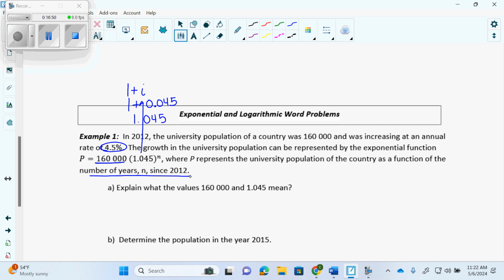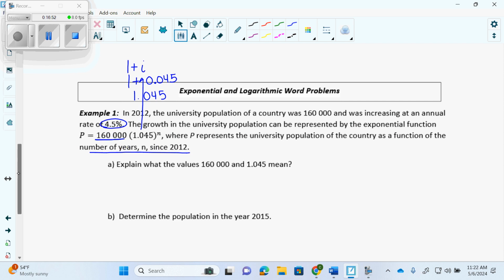Explain what the values of 160,000 and 1.045 mean. Well, 160,000 is the initial population in what year? 2012. Initial population of what? Of the university.